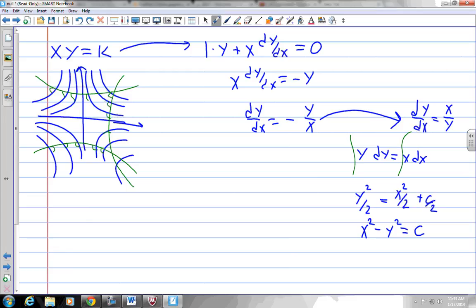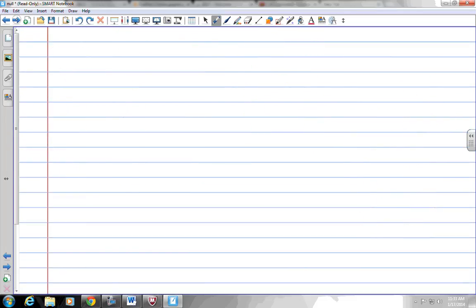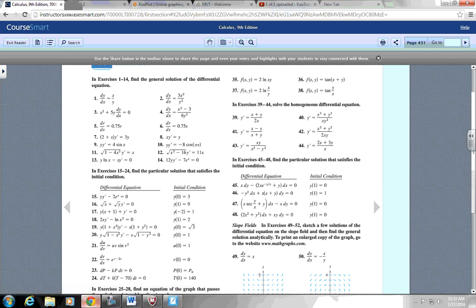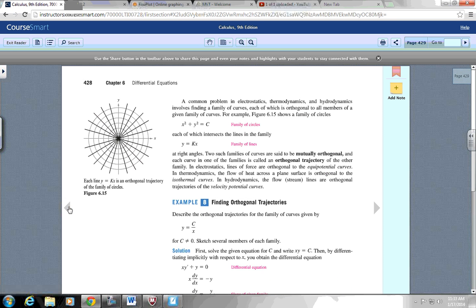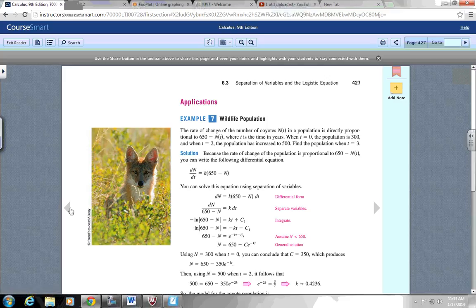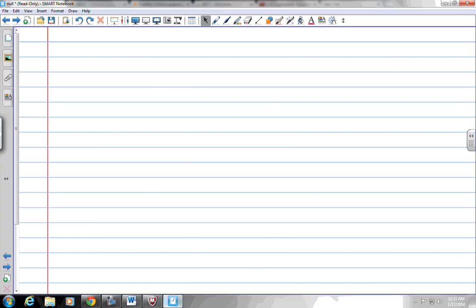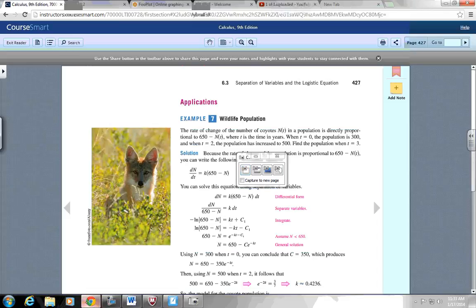So does this make sense, this process? Okay, you're going to have a few homework problems like that. I want to do this example. It's a fun little problem. Let's do a coyote example.